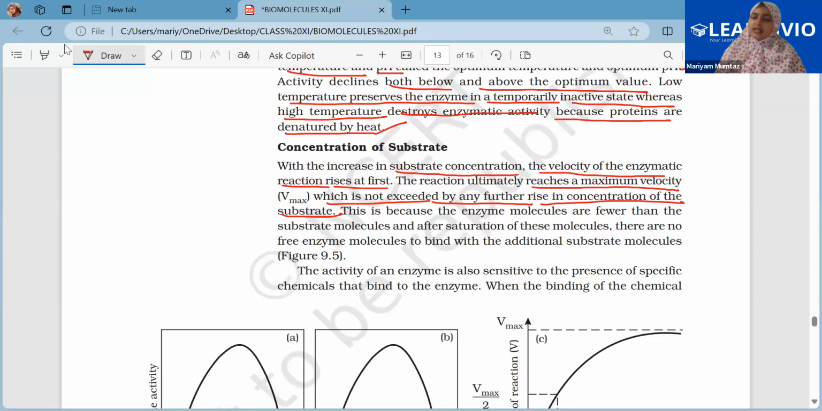This is because the enzyme molecules are fewer than the substrate molecules, and after saturation of these molecules, there are no free enzyme molecules to bind with additional substrate molecules. So it doesn't mean that if we keep on adding the substrate, the reaction will keep on happening. No, it will only happen up till a certain point wherein the velocity has reached its maximum value, that is Vmax.